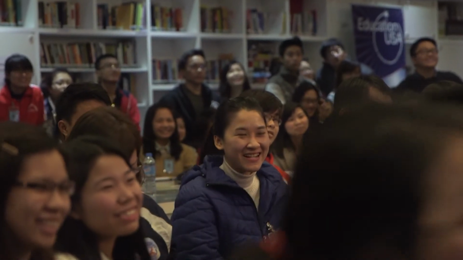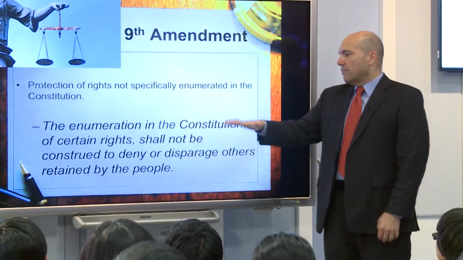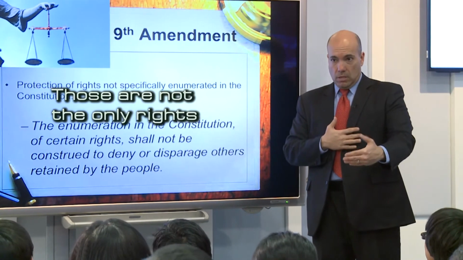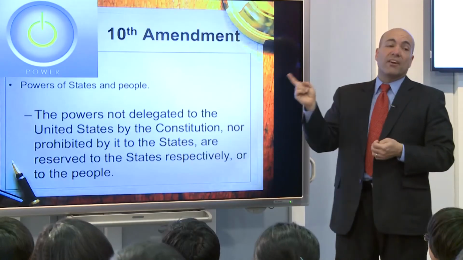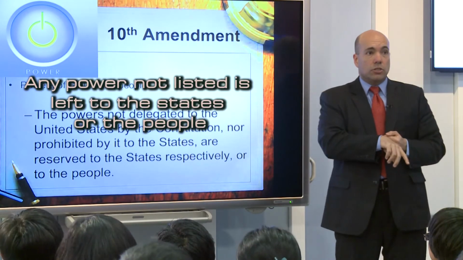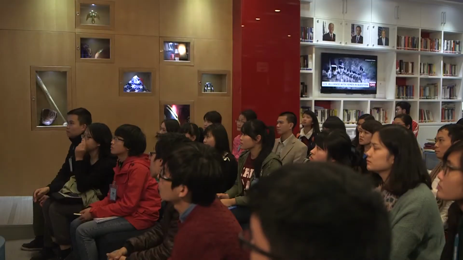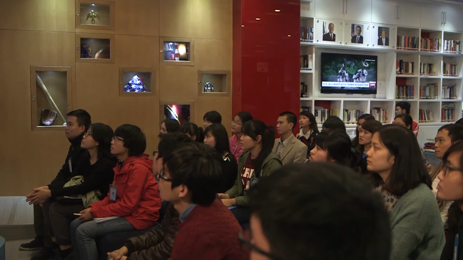The Ninth Amendment: the enumeration of these rights does not mean that those are the only rights. And that's what the Ninth Amendment says. The 10th Amendment says that the powers that are not in the United States Constitution are specifically delegated and retained by the states and the people. That's the Bill of Rights.